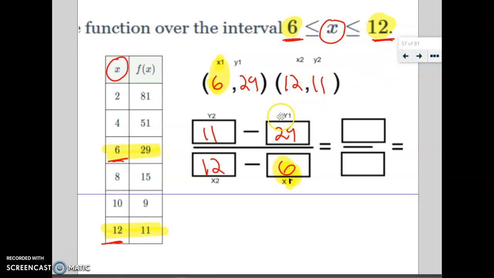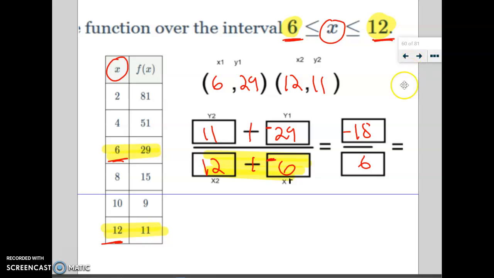Alright, now I'm going to complete the operation in the numerator and the denominator here. So first I'm going to do state change to make this 11 plus a negative 29 and 12 plus a negative 6. Alright, so they're different signs, so I find the difference and give it the sign of the biggest one. Negative 29 plus a positive 11 is 18. So that's negative 18. And then 12 minus 6 is going to be 6.